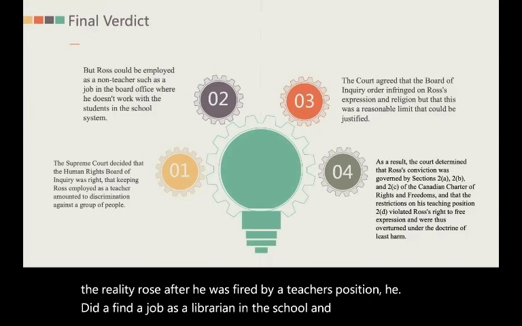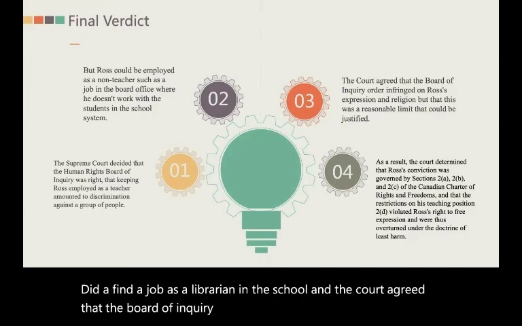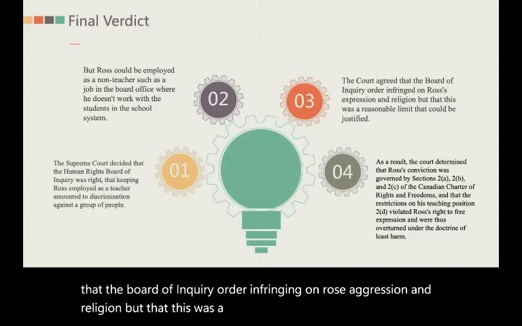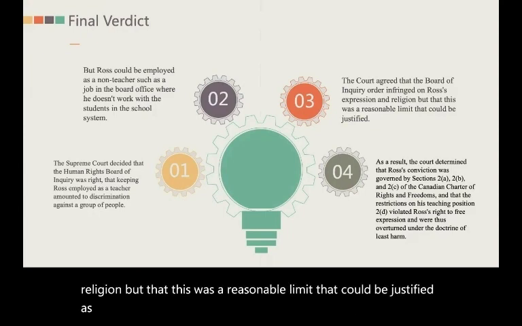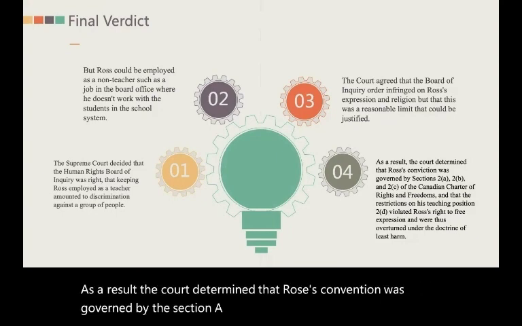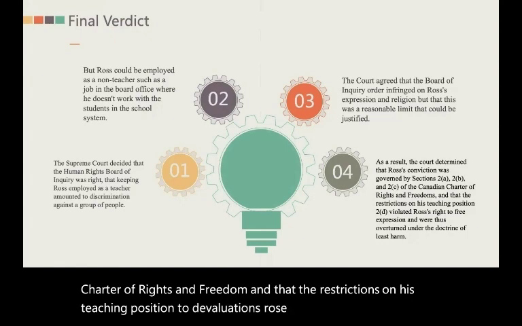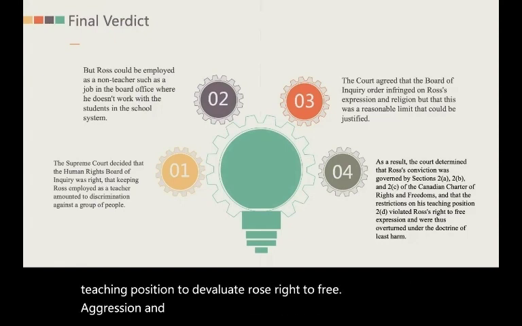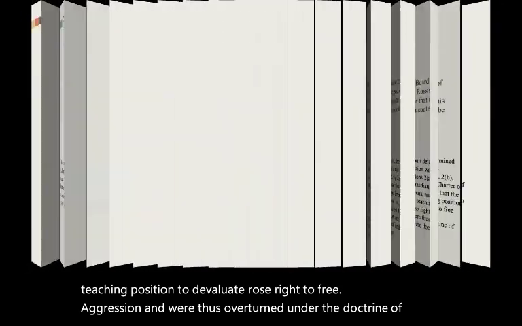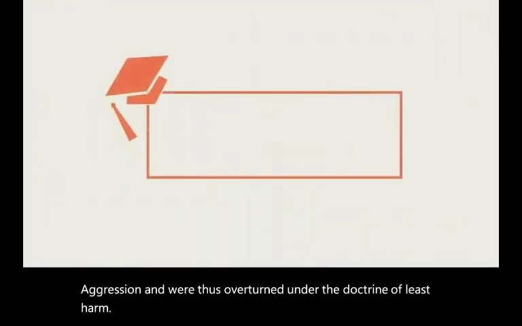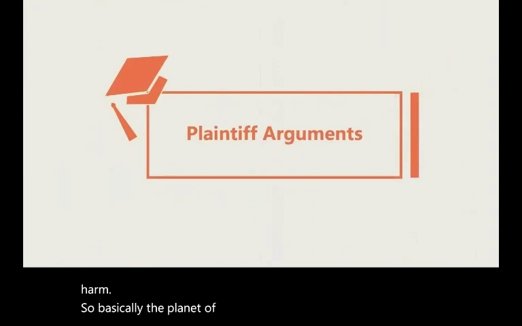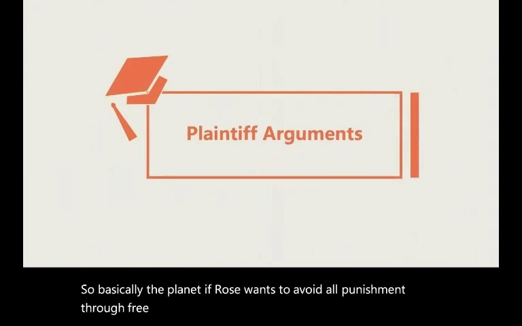And the court agreed that the Board of Inquiry order infringed on Ross's expression and religion, but that this was a reasonable limit that could be justified. As a result, the court determined that Ross's removal was governed by Sections 2A, 2B, and 2C of the Canadian Charter of Rights and Freedoms, and that the restriction on his teaching position, 2D, violated Ross's right to free expression and was thus overturned under the doctrine of least harm. So basically, the plaintiff, Ross, wants to avoid all punishment through free speech, which is his right.